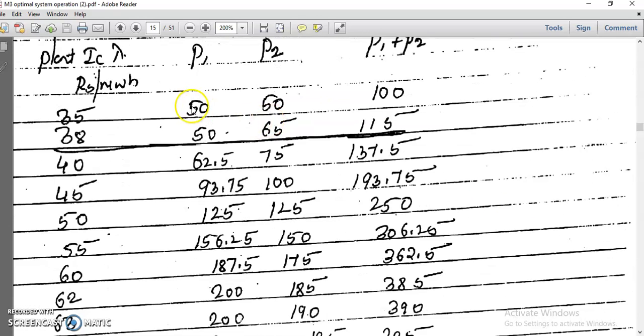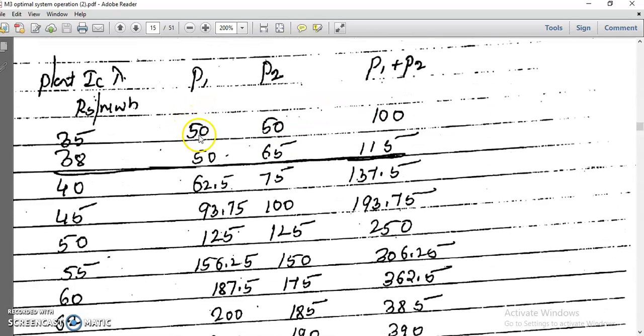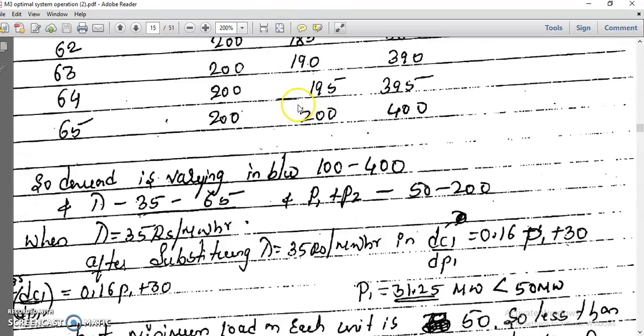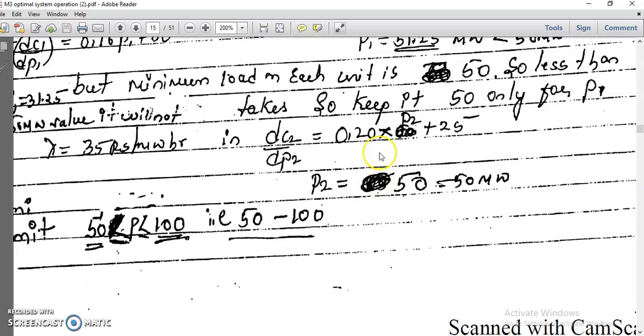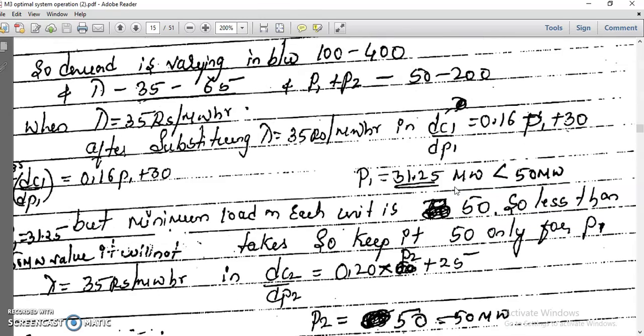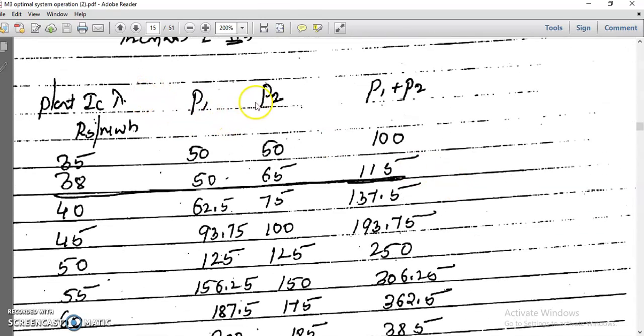Even though we are getting P1 less than 50, take 50 only. It is taking 50 only. Now we got the P1 value. Now go for P2. Again, in the second equation, substitute lambda 35 and find P2. In this case, we found P2 as 50 megawatt. No problem, because the minimum limit itself is 50, so you take 50.